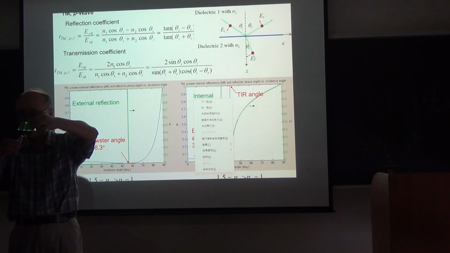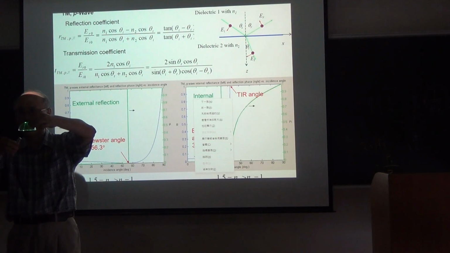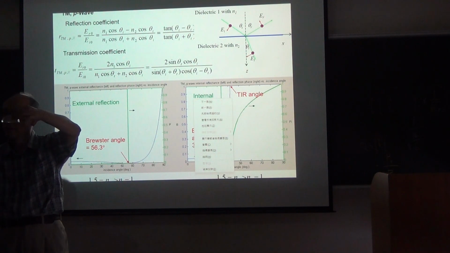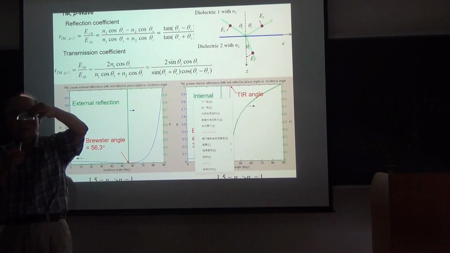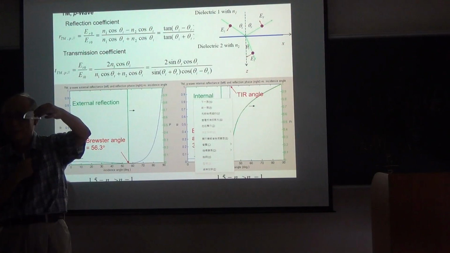But if I polarize my laser along the plane of incidence, for this case, my plane of incidence is this plane. The surface normal is along this direction, and then I propagate my laser along this direction, so my plane of incidence is this. What is interesting is that if I polarize my laser in this plane of incidence, at a certain angle, you don't see reflection. That is Brewster's angle.